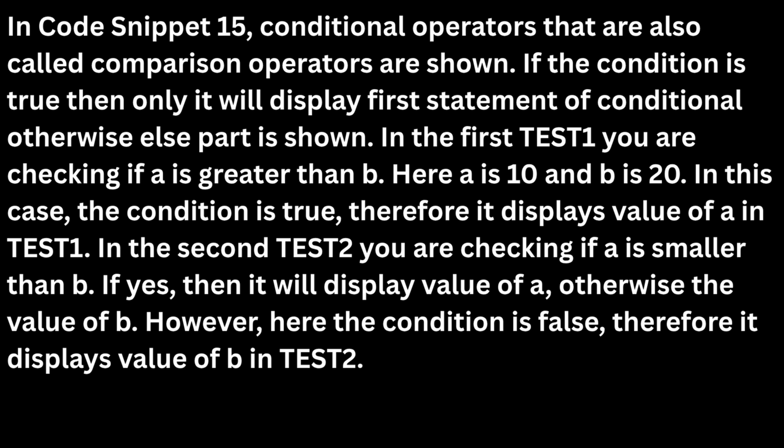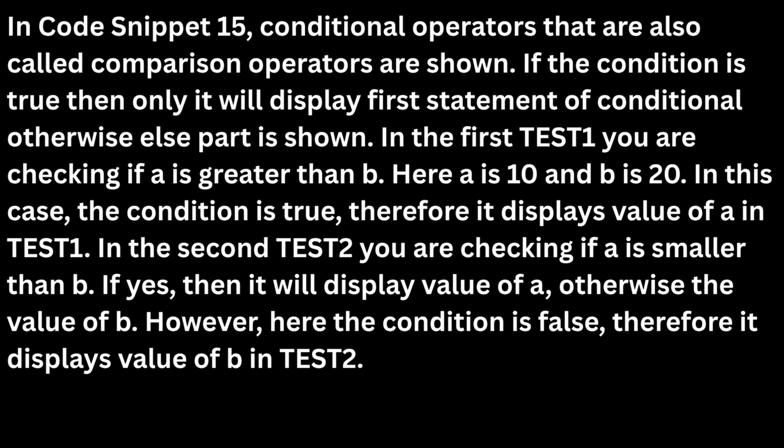To wrap up our discussion of code snippet 15, let's take a closer look at how the conditional operator behaves in both test cases shown in the program. Conditional operators allow the program to decide which statement to execute based entirely on whether a given condition is true or false. If the condition evaluates to true, PHP selects the first expression after the question mark. But if the condition evaluates to false, PHP jumps to the expression after the colon and uses that instead.